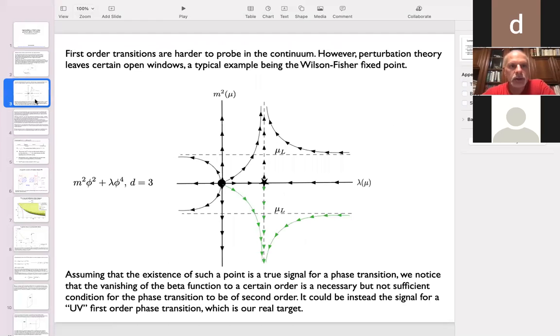So first order phase transitions are now a bit more complicated. First of all, they are much harder to probe in the continuum.